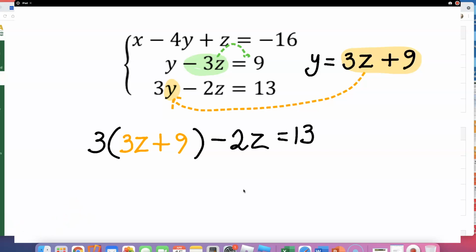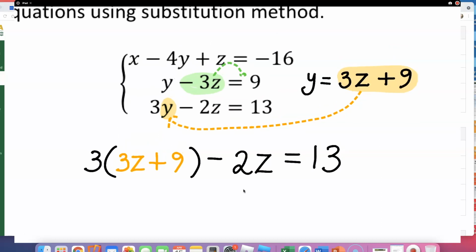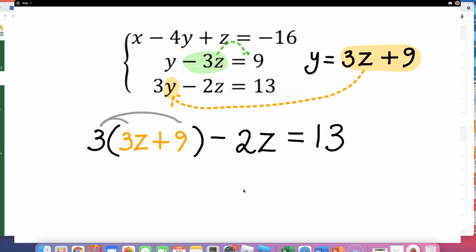So after doing the substitution, oh, my handwriting is a mess. Let me fix this up a little bit. So we have 3 times the quantity 3z plus 9, minus 2z, equals 13. I'm going to solve this for z, because z is the only variable in here now. So let's distribute the 3 outside. 3 times 3z will give me 9z.